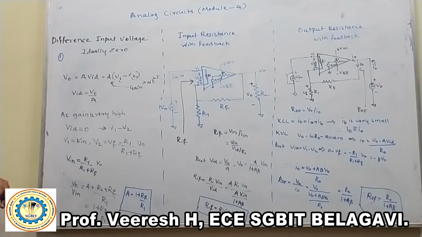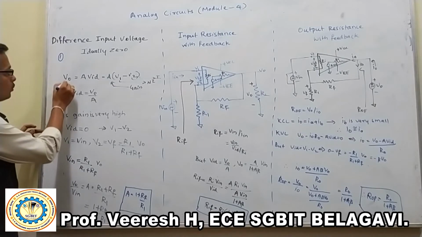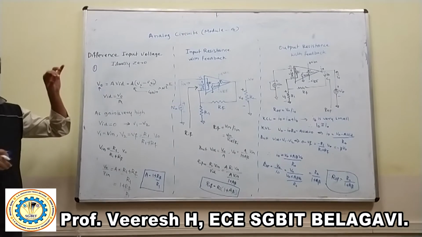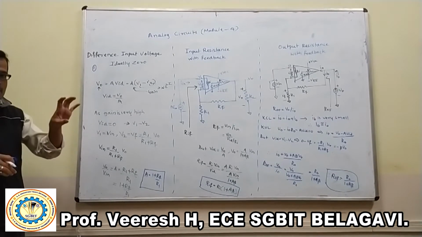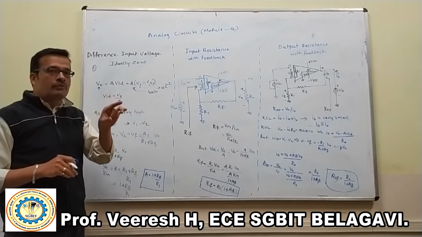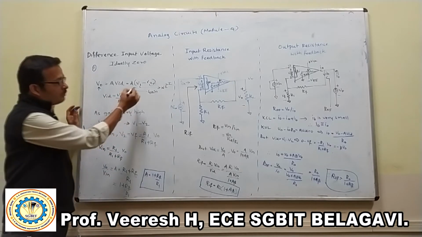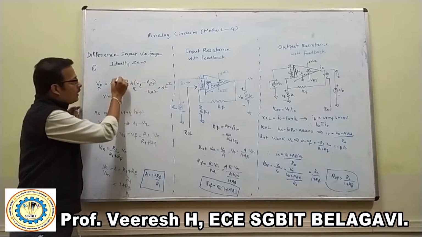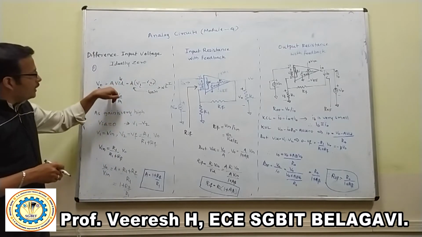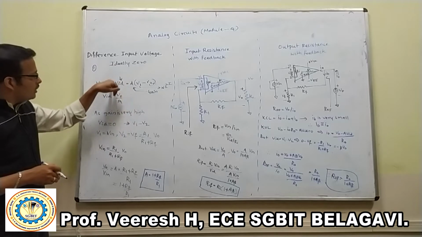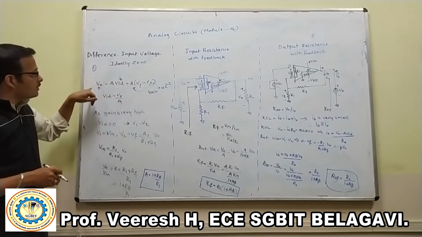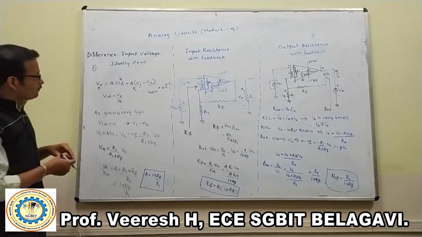Now for the operational amplifier I can write the expression as V0 equal to A into VID, because the operational amplifier can also be called a differential amplifier, which can amplify the difference between the two input voltages V1 and V2, and that difference between the voltages V1 and V2 is denoted as VID. Therefore I can write V0 equal to A into VID, that is, the differential voltage is amplified by a factor A to give the output voltage V0.